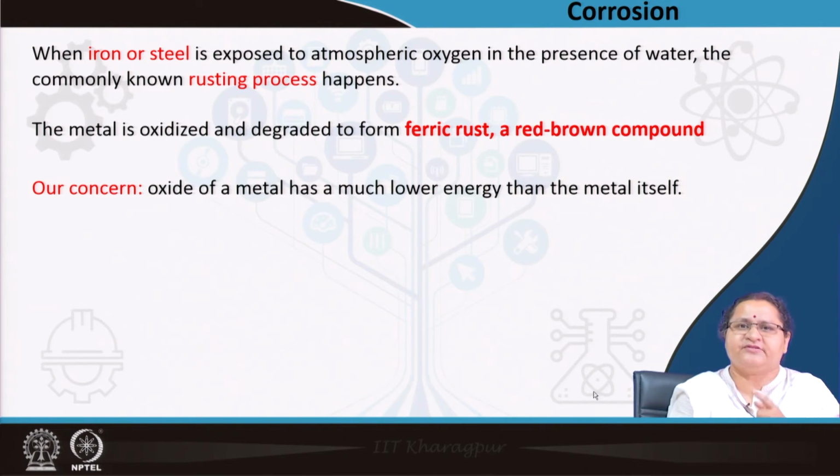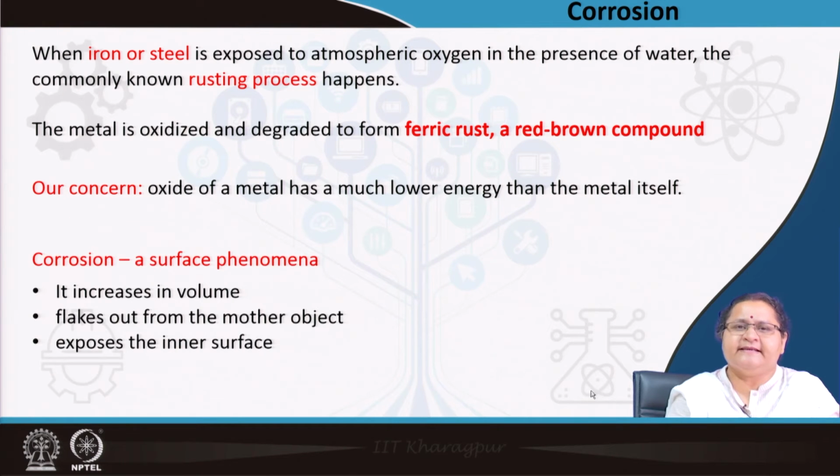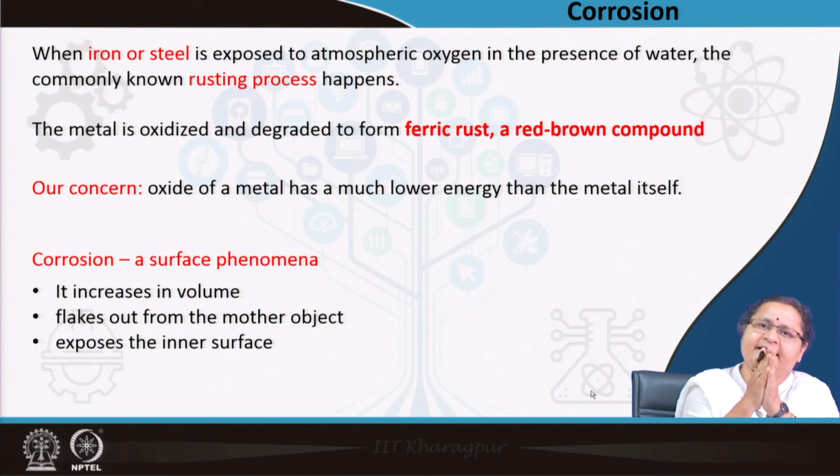We bother because its strength gets reduced, and the oxide increases in volume. You note the point in red: corrosion is a surface phenomenon. It is happening only on the top of the item, the topmost layer which is exposed to the atmosphere. It increases in volume and obviously it sheds off. It comes out from the mother surface. And then what happens? If it would have stayed there, fine, it would have rusted and stayed there as a coating.